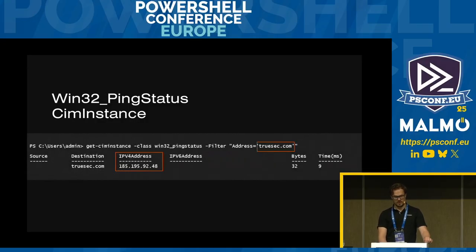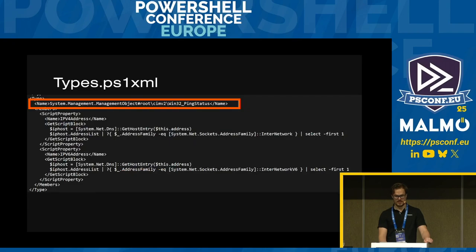And we can take, for example, the Win32 ping status. If we create an object like this and we say the address is TrueSec, then you see that when this is printed, it's actually going to show the IP address of TrueSec. I haven't done this. This is just happening under the hood, right? So the question is, who is doing that DNS lookup?